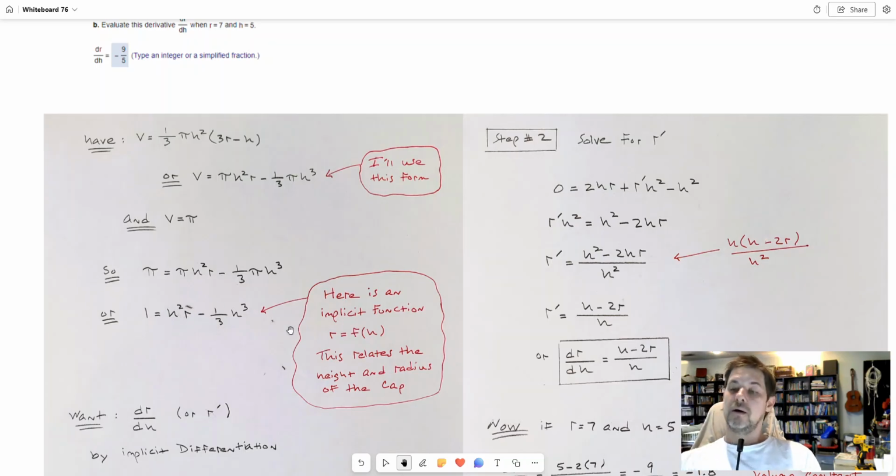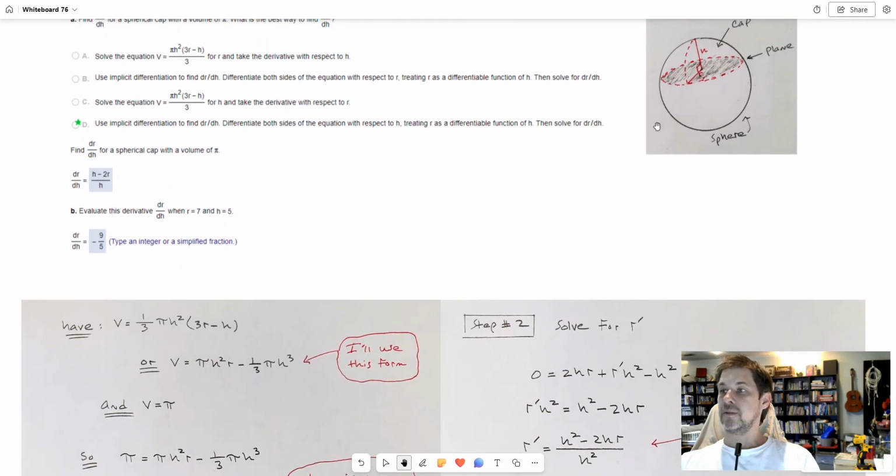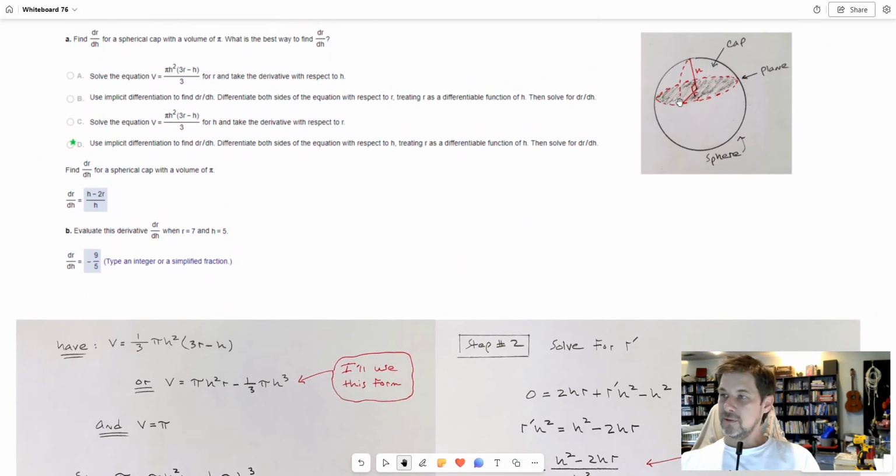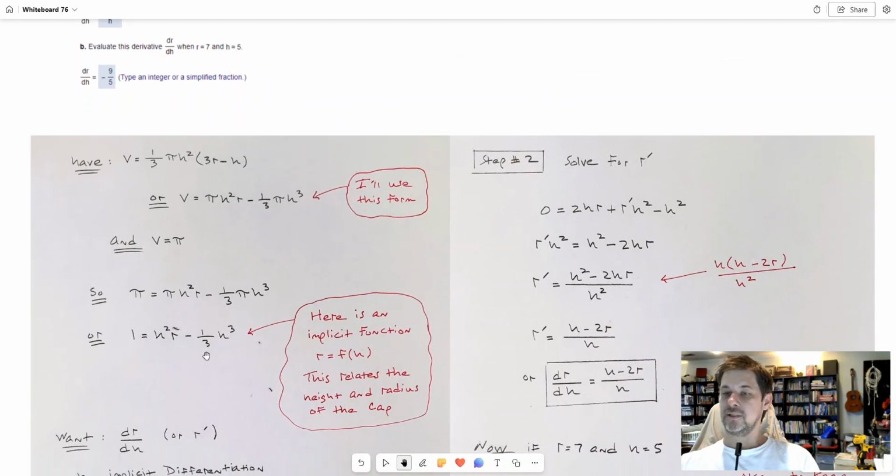Okay, so that is an implicit function where r is a function of h, and I'll explain a little bit more about that in a minute. It relates the height and the radius of the cap. So if the volume of this cap is pi, then you tell me the radius, I can tell you the height, or vice versa. You tell me the height, I can tell you the radius. That's what this does right there.